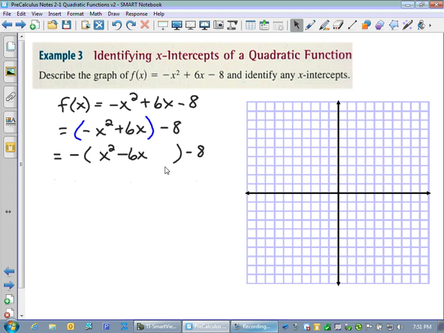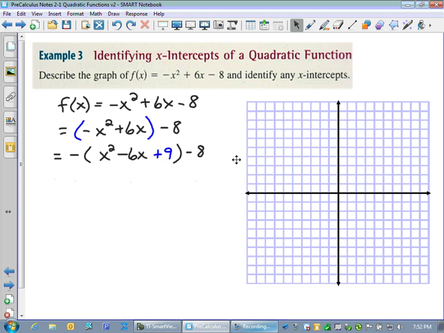Now to complete the square, I'm going to take the linear coefficient, divide it by 2, and square the result. Now we can actually ignore the negative sign here, because when we square it, it's going to become positive anyway. So just thinking of the magnitude here, I can take 6 divided by 2 is 3, and then square that to get 9. So I'm going to add 9 on the inside.